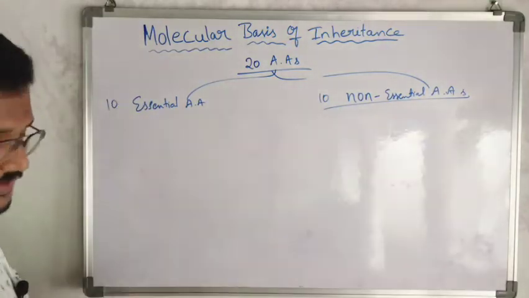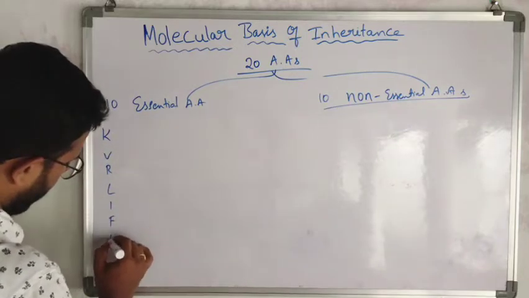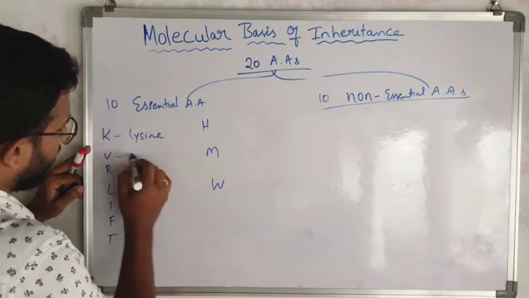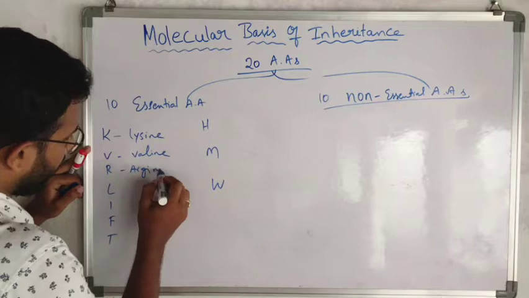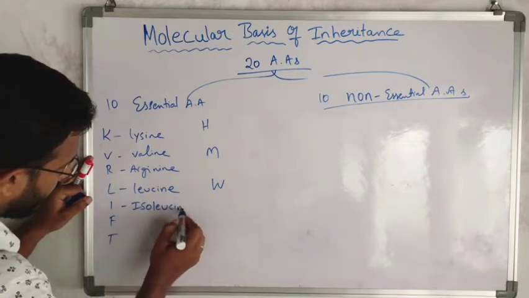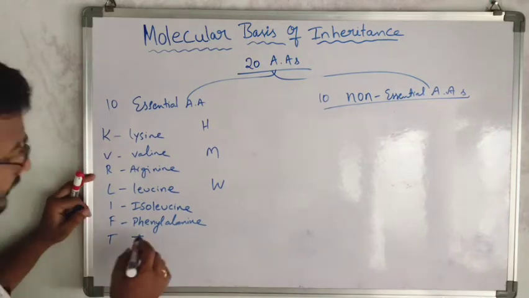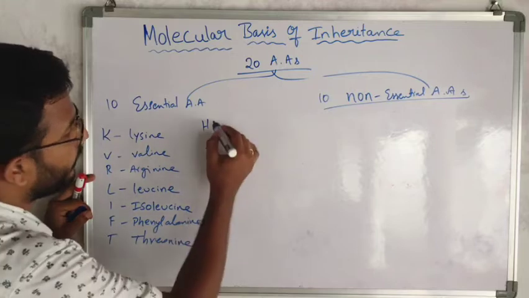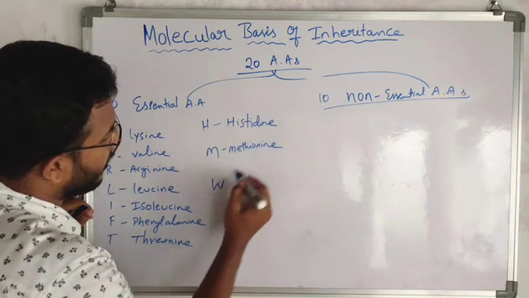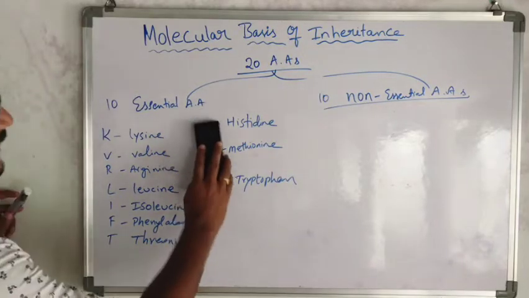Okay, so what are these 10 essential amino acids? K, V, R, L, I, F, T, H, M, W. That is lysine, valine, arginine, leucine, isoleucine, phenylalanine, threonine, histidine, methionine, tryptophan. So these are the essential amino acids.